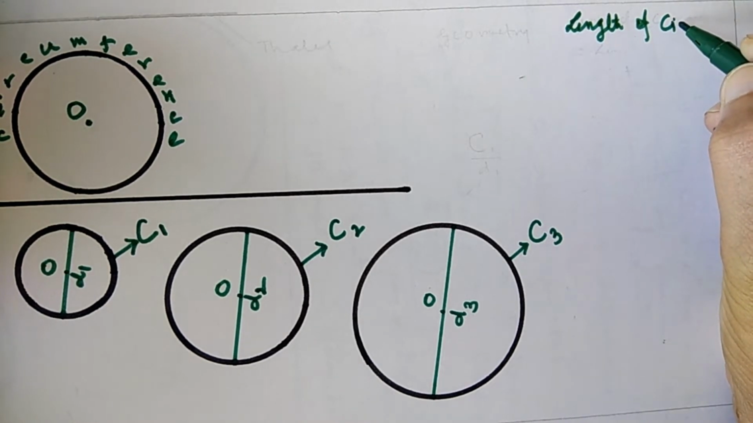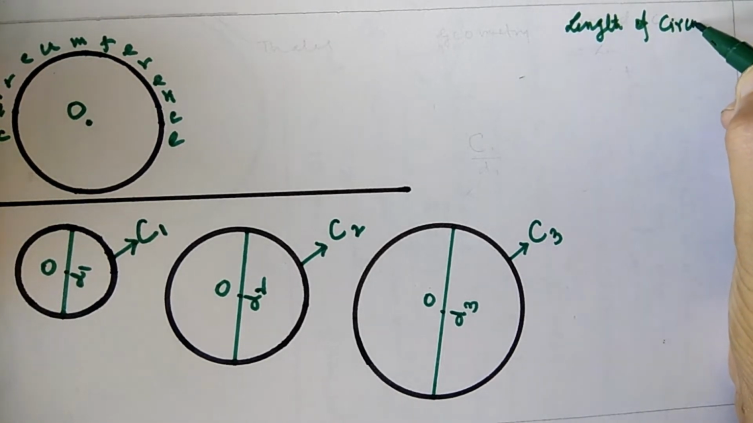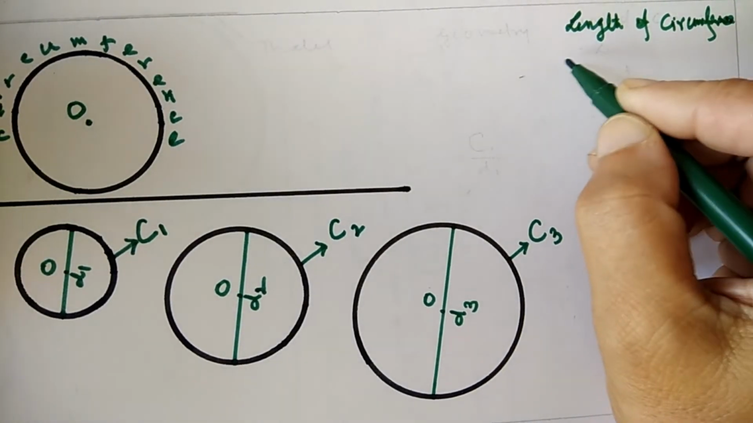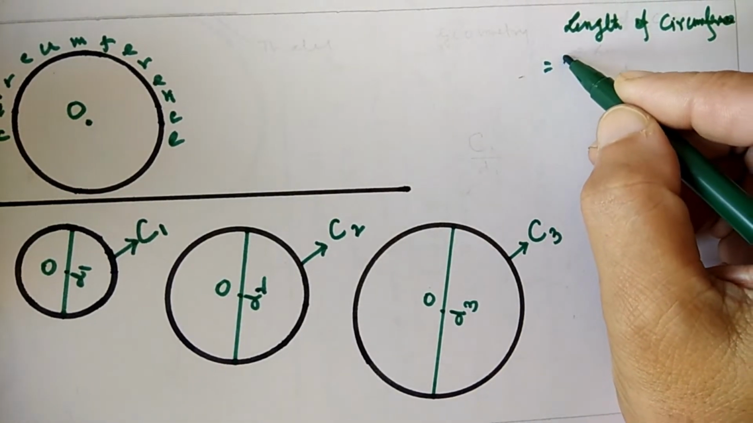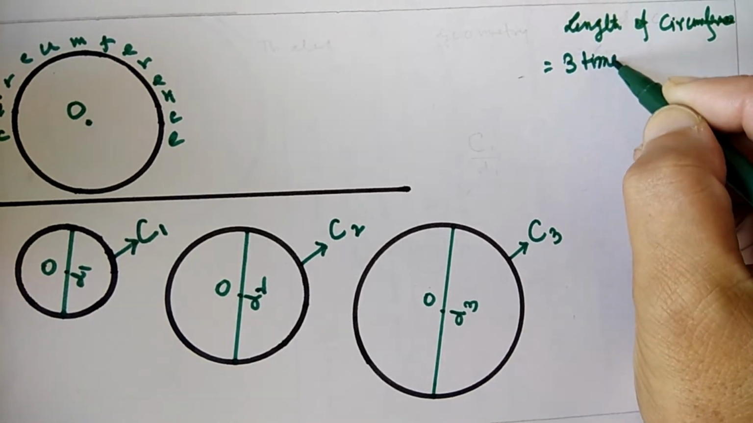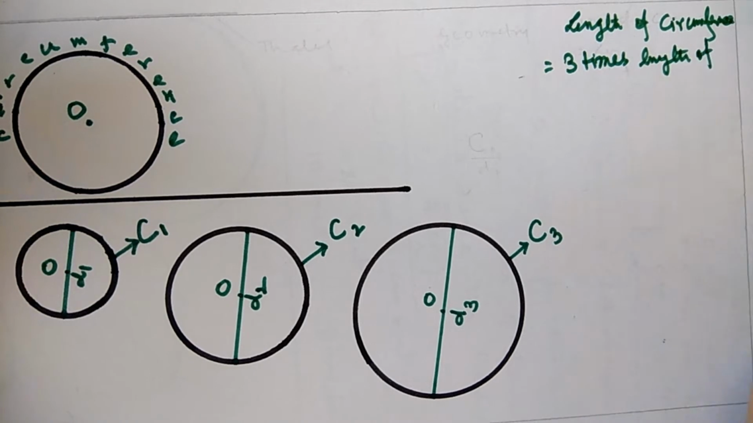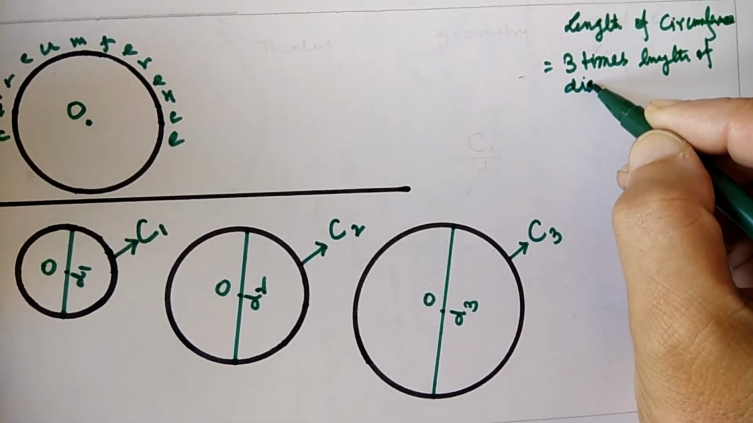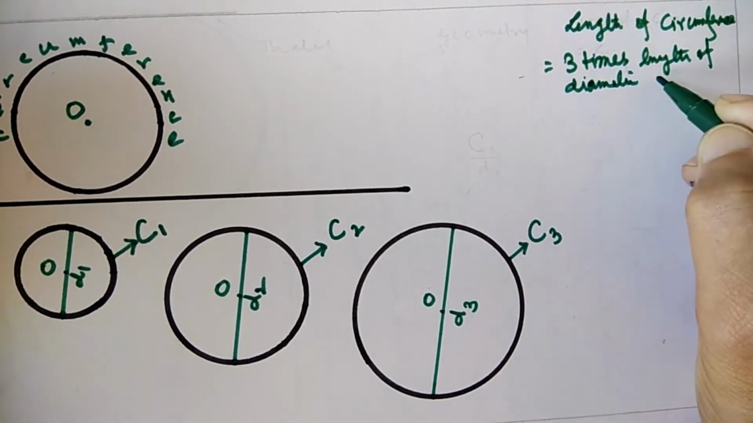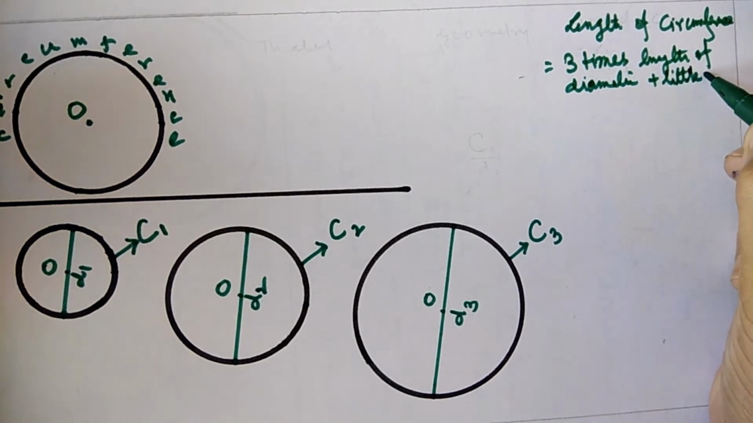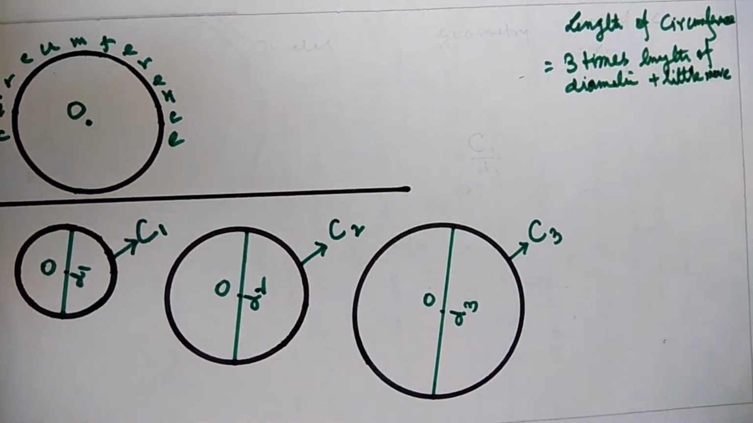So we can write length of circumference is equal to 3 times length of diameter plus a little more. Every case will give this result.